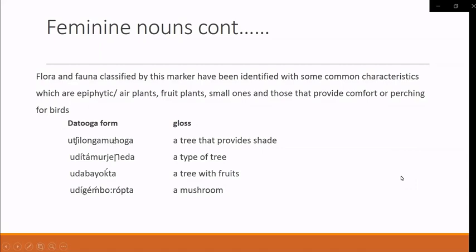So we have here a derivation in the form of a synthetic compound used to derive nouns in Datooga. For instance, if you look at a mushroom, there is some shape similarity created in a creative manner through semantic extension, like udi igemba ropta. Igemba is a shield and ropta is rain, so a mushroom is a shield of rain. And then we have the uda prefix coming and spreading some semantic information that we shall see shortly. So that's the semantic field of plants and trees.